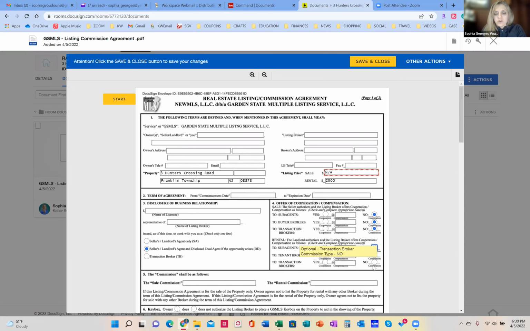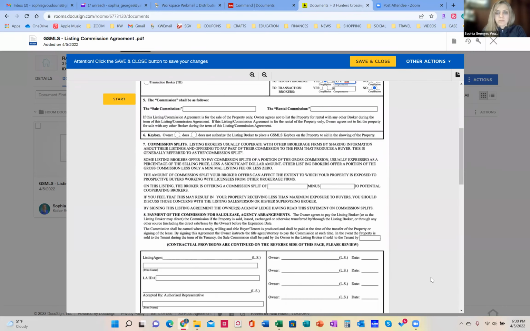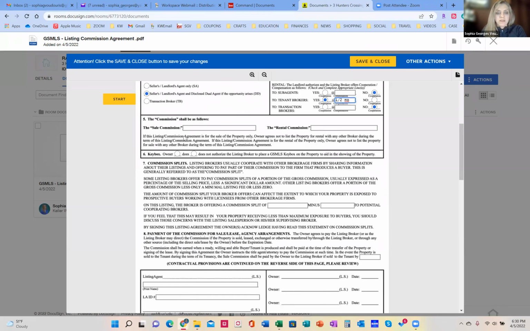So I usually do no for this. Only for the tenant's broker, I say yes. And then the compensation, I say half a month. They're going to get half a month from the total month. And then the sale commission, N/A, rental commission 2,500, because that's the rent for the month. And then the split.